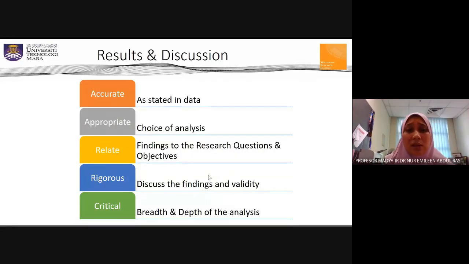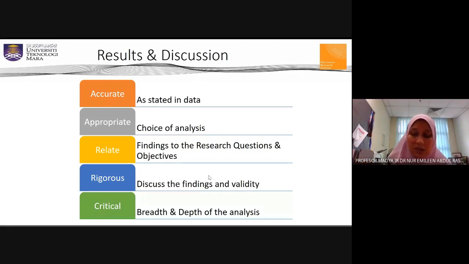Okay, so result and discussion should be accurate, appropriate, relevant, rigorous and critical. For each result and discussion, as I said earlier, if let's say you do the measurement, you use another method for this problem, you do measurement, so you have to validate this. If there is no validation, then we will start to query, whether its result is correct or not.